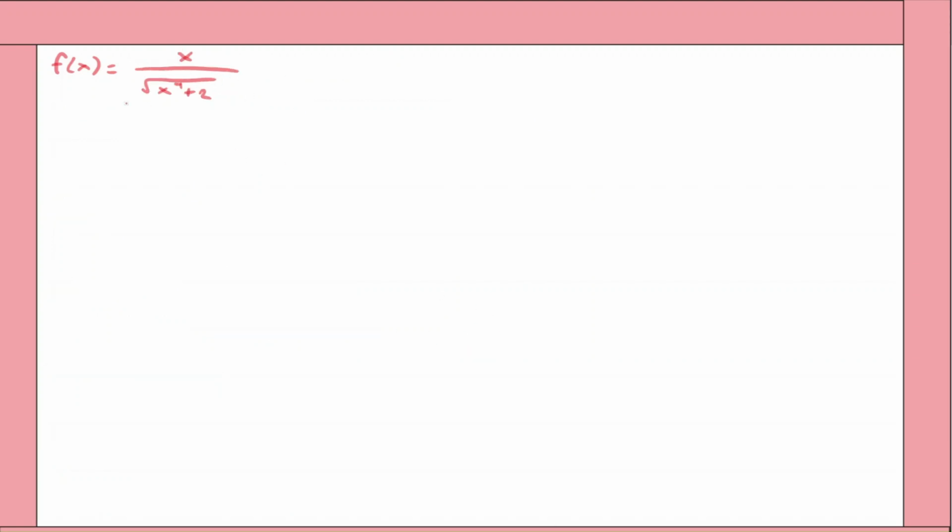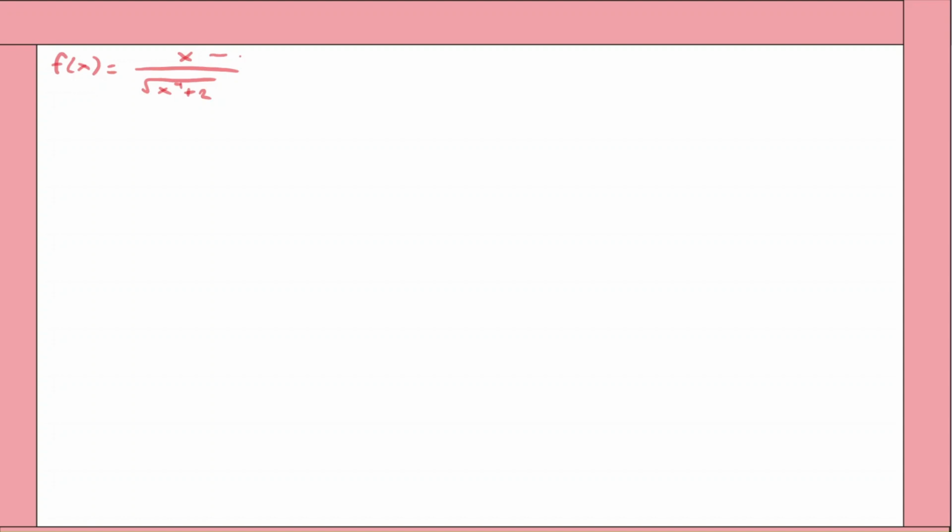Okay, welcome back to another example. This one is going to involve the quotient rule and the chain rule, instead of the first one, which was the product rule and the chain rule. These are usually the two combinations they'll give you. So we recognize right away this is a quotient rule. We have a quotient of two things.